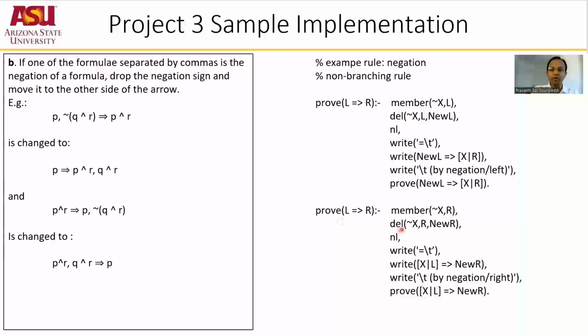Similarly, the second part checks if there is a negation in the conclusion and moves it into the premise. Remember how a list is defined? In X pipe L, L is a list and X is a term. It does not work if you do it the other way around. Remember again, X is a term and not a list, and L is a list.